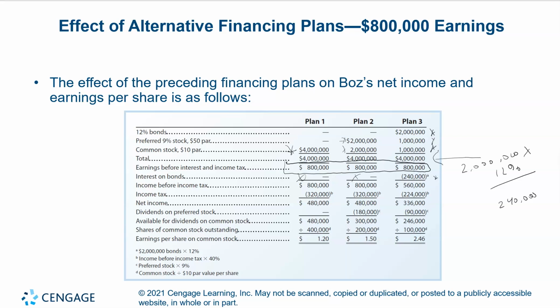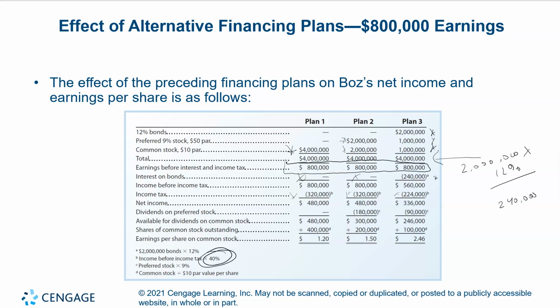Your income tax rate is 40%. They'll tell you to use that number. So you'll say income times 40%, and you'll get your income tax for Plan 1, Plan 2, and Plan 3. Notice which plan has the least amount of income tax. It's Plan 3. And that again is because you got to deduct your bond interest.